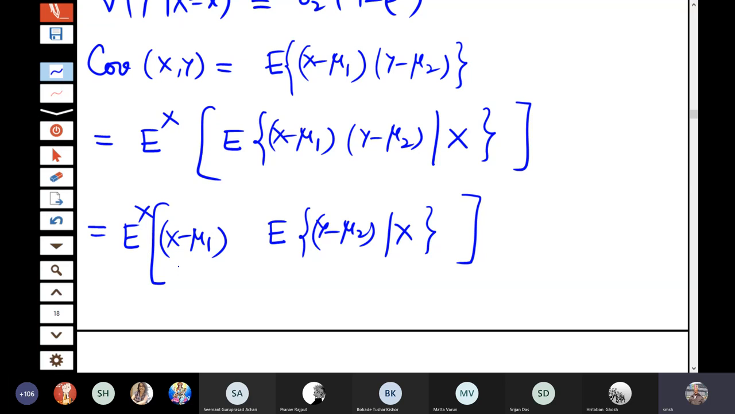Is this step clear? Can you follow this step? Yes, sir.